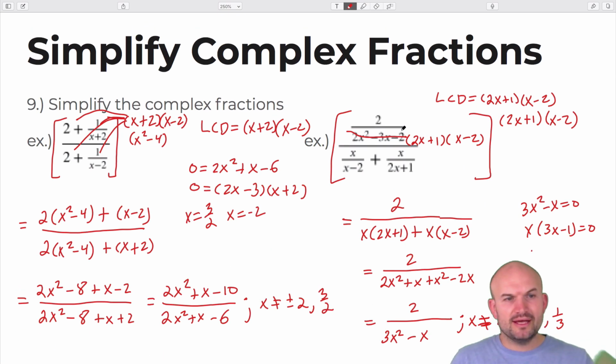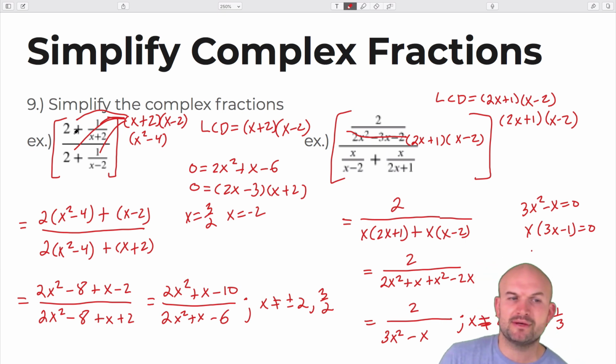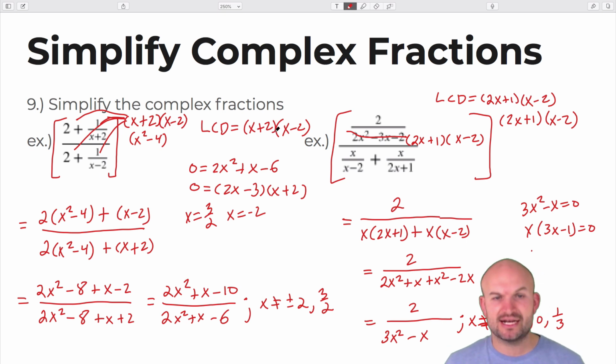Okay, so in this case, for my examples, I actually showed the distributing, okay? Because not always is something going to divide out. Like here, the denominator is 1, right? And so my two denominators here are x plus 2 and x minus 2. So therefore, my LCD is going to be the product of those two.